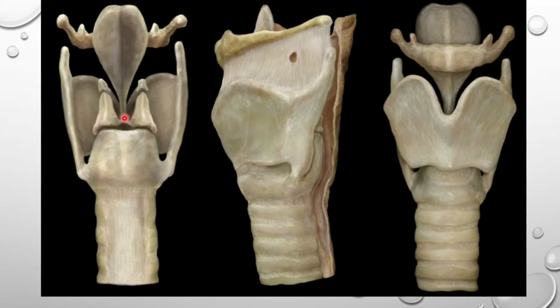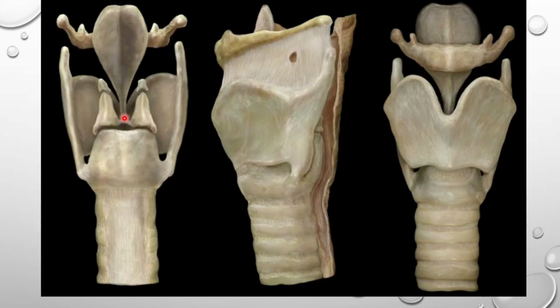So the epiglottis is really important when we're swallowing. It's one of the barriers that we have to prevent aspirating food or liquid into our trachea and ultimately into our lungs.